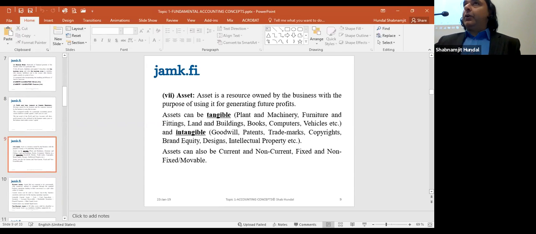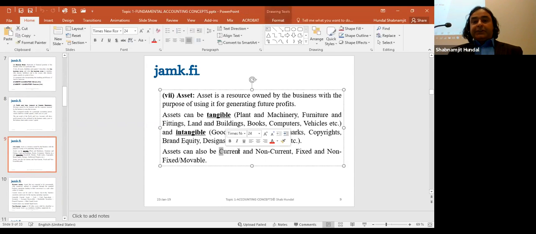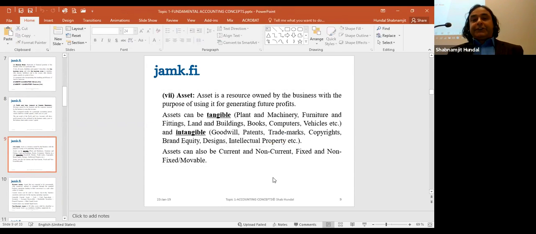Assets. Now we only focus on assets. Assets could be of two types. Well, they can be of many types. But broadly speaking, the assets could be current, non-current, fixed, tangible, intangible. Can you see different names here? You can see tangible, intangible, current, non-current. Okay. Please remember these words: tangible, intangible, current, non-current.